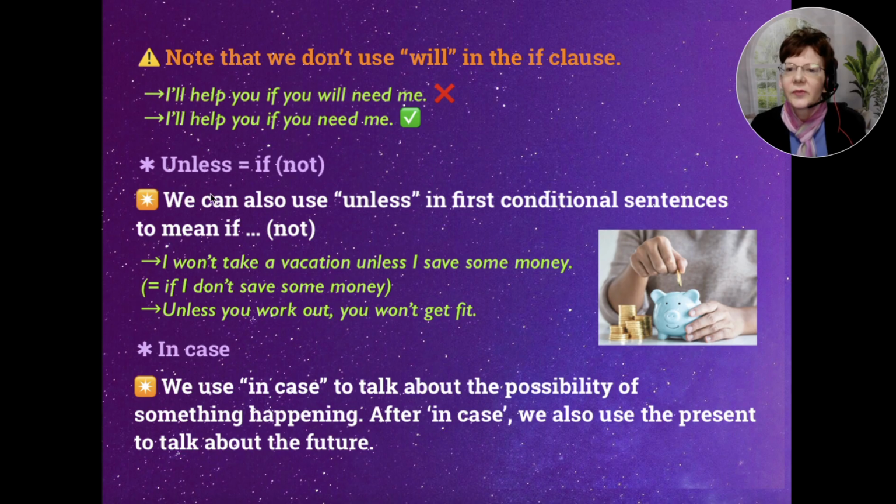All right, let's talk about unless. This means if not. So we can also use unless in first conditional sentences to mean if not. So for example, I won't take a vacation unless I save some money. This means if I don't save some money, then I won't do this. Or unless you work out, you won't get fit. So that means if you don't work out, then you won't get fit.